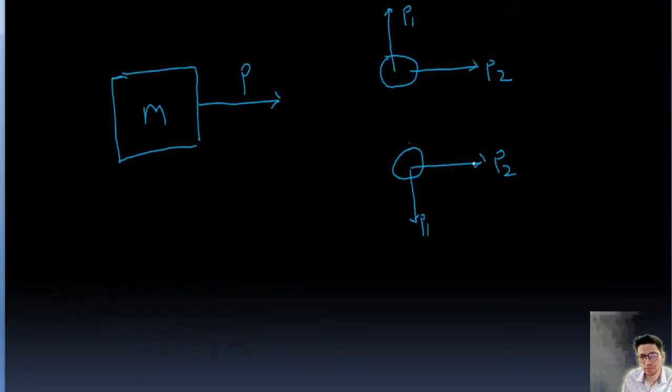So this is p1, guys. This is the case. Now, let's suppose P is the momentum of this heavy particle, and p1 and p2 are the momenta of these two light particles, whose masses are m. This particle breaks into these two particles, or decays into these two particles. Now we'll use conservation of momentum along that direction.